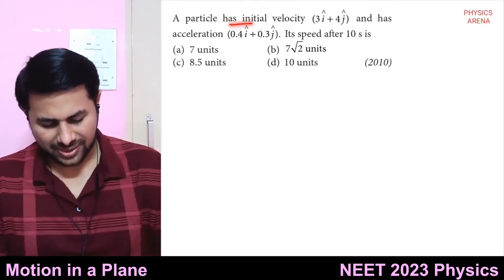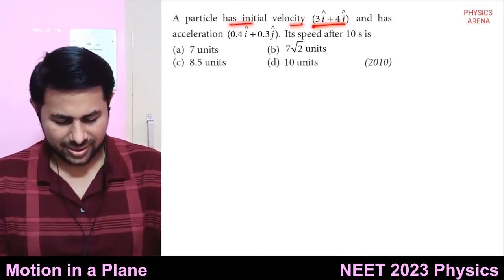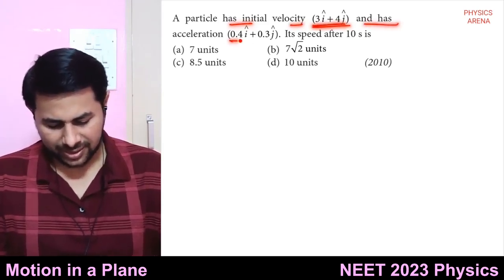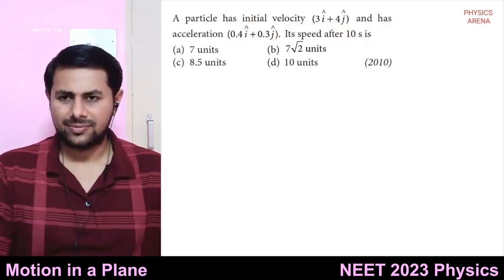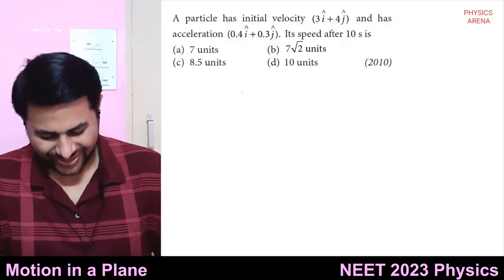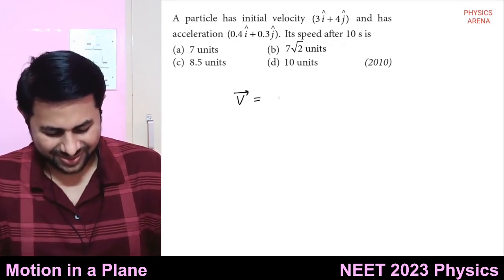A particle has initial velocity. This is the initial velocity, and the acceleration is this one. Its speed after 10 seconds? This is very easy, right? So v is equal to u plus at. That is the formula.